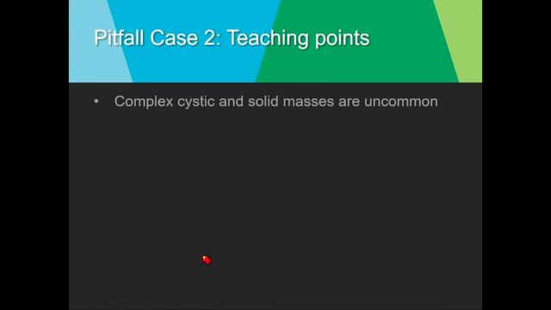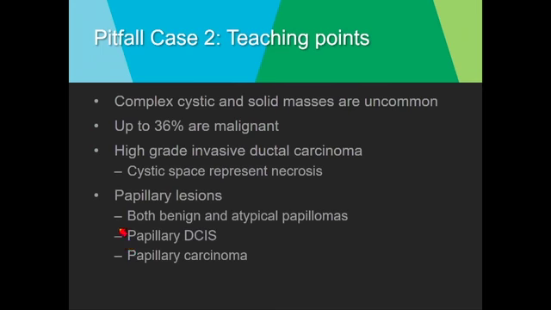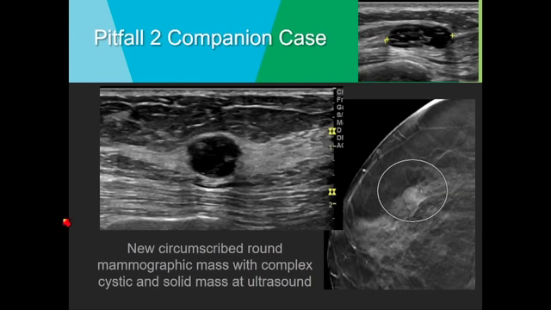So complex cystic and solid masses are fairly uncommon. However, more than a third of them can be malignant. When they are malignant, they can be a high-grade invasive ductal carcinoma, and the cystic spaces will represent necrosis in that case. And they may also be papillary lesions. They could be benign papillomas, atypical papillomas, papillary DCIS, or papillary carcinoma. So I have several companion cases for this.